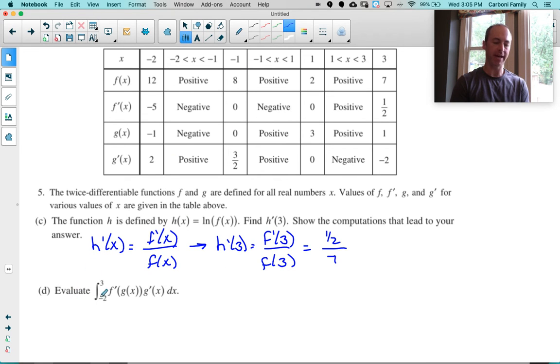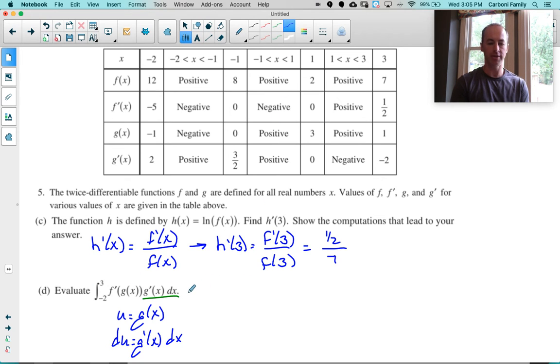They say evaluate the integral, not approximate. And if you are evaluating an integral, you must find the antiderivative first. And this one will be a u sub problem where we will let u be the inside of the f prime function. So u is g. My du is going to be g prime of x dx, and that is exactly what I have on the outside. We don't have to do any alterations to this to make the u sub work.